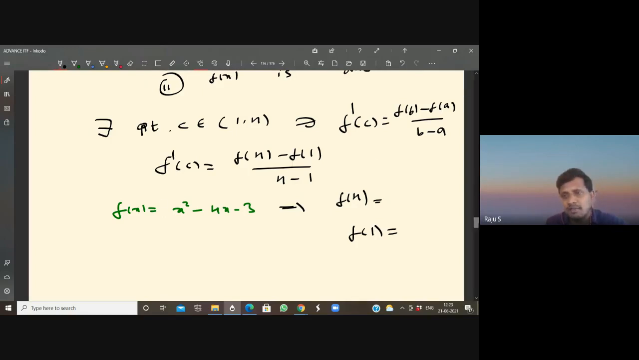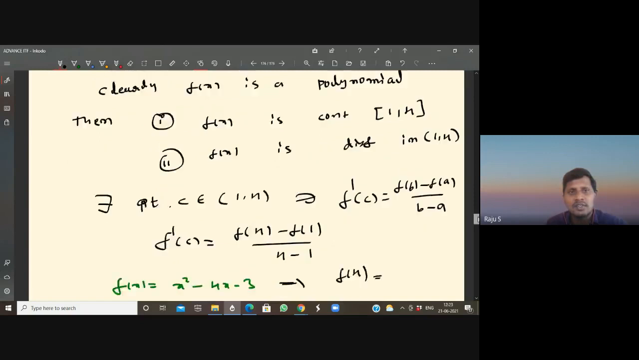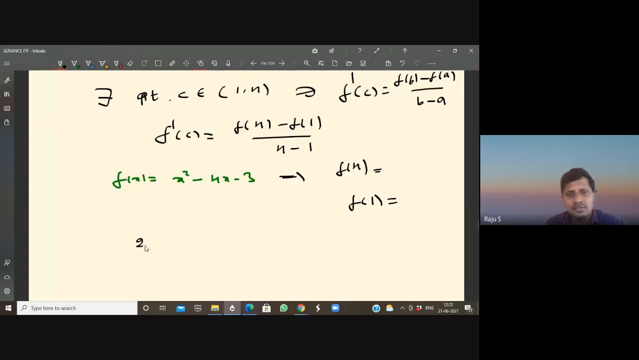And f dash of c, already we found f dash of x here. F dash of x is clearly 2x minus 4. Then in place of x, substitute c, then f dash of c, LHS is 2c minus 4. Right side is f of 4 value, students. 4 square minus 4 into 4 minus 3. F of 4 is 16 minus 16, 0 minus 3 remaining. So f of 4 value is minus 3.